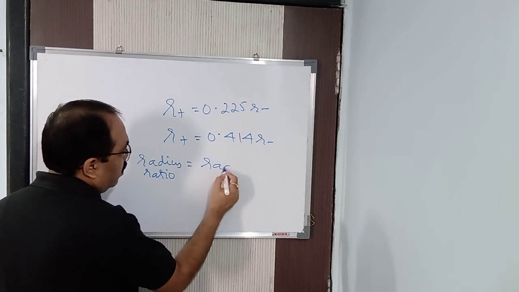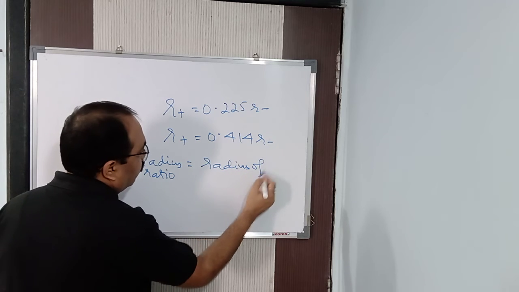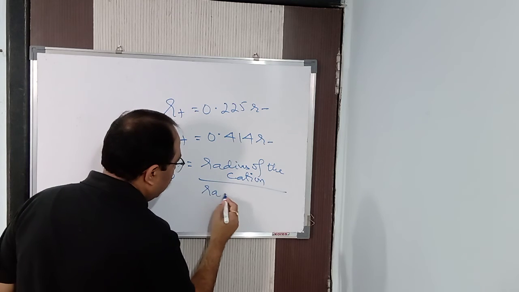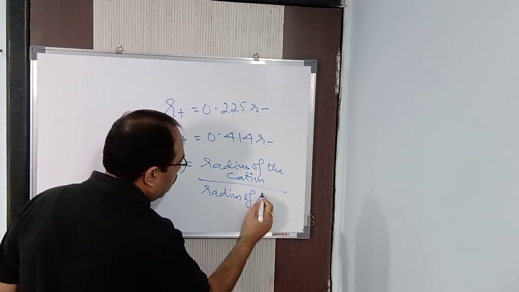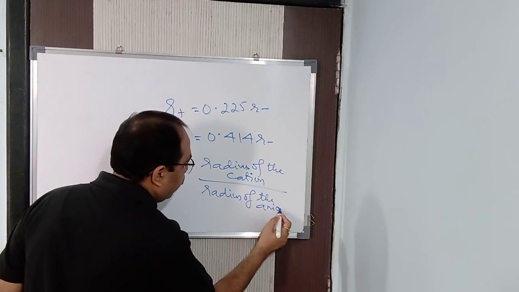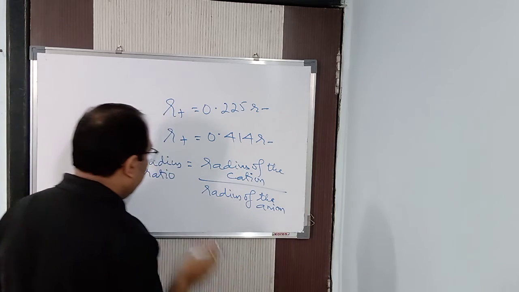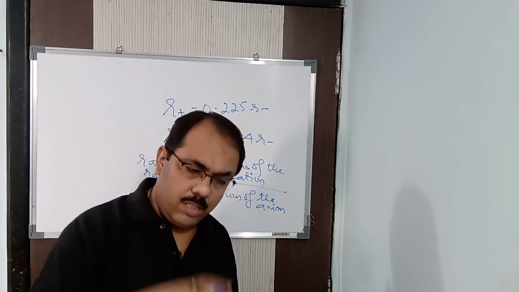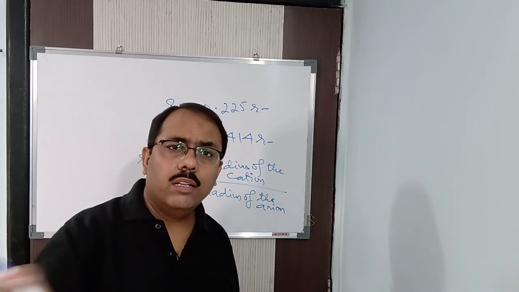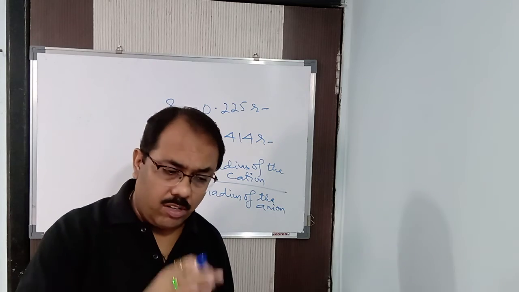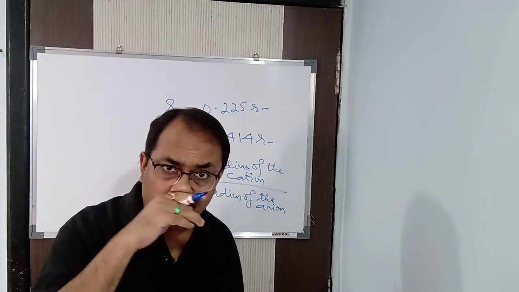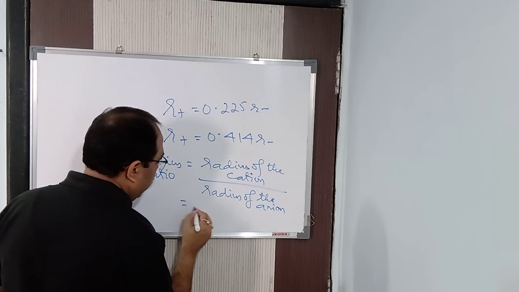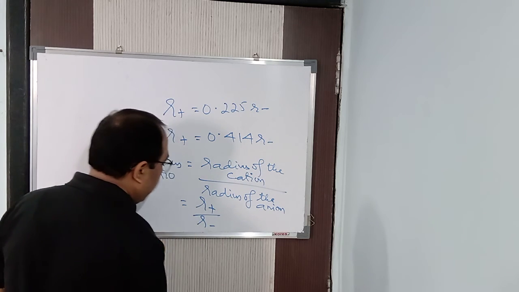Radius ratio is what? Radius of the cation by radius of the anion. Yes, I'm calculating the radius ratio only. Ratio means I'm comparing. I'm comparing the radius of the void, or the radius of the atom, or the radius of the cation, or the radius of the anion. So radius ratio is the radius of the cation by the radius of the anion. The radius of the cation is R plus and the radius of the anion is R minus.